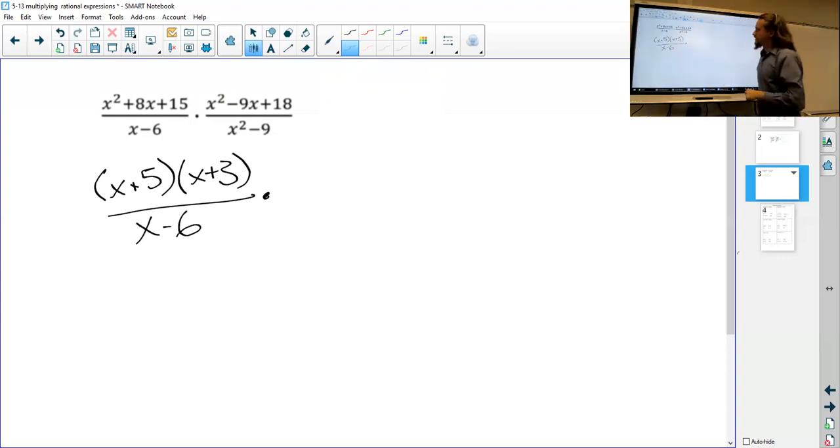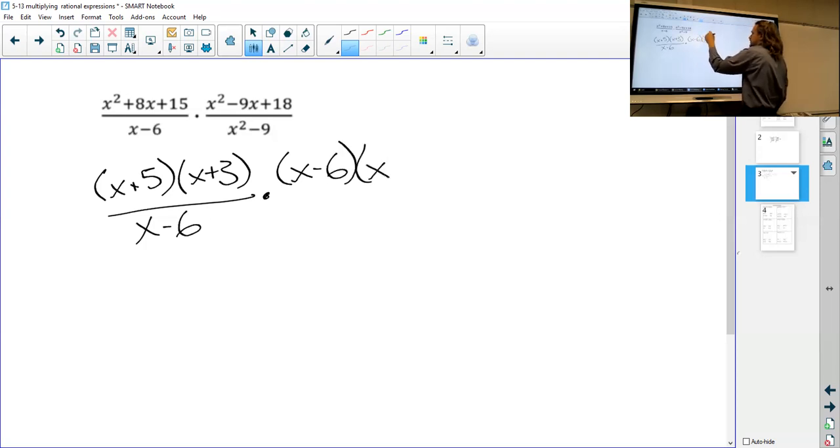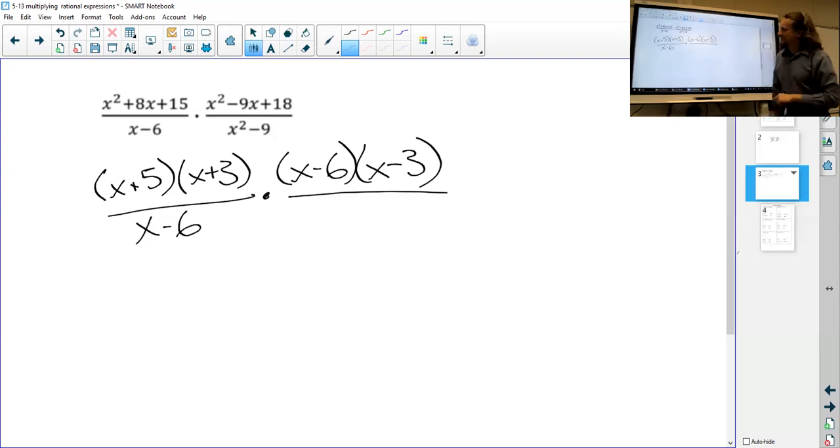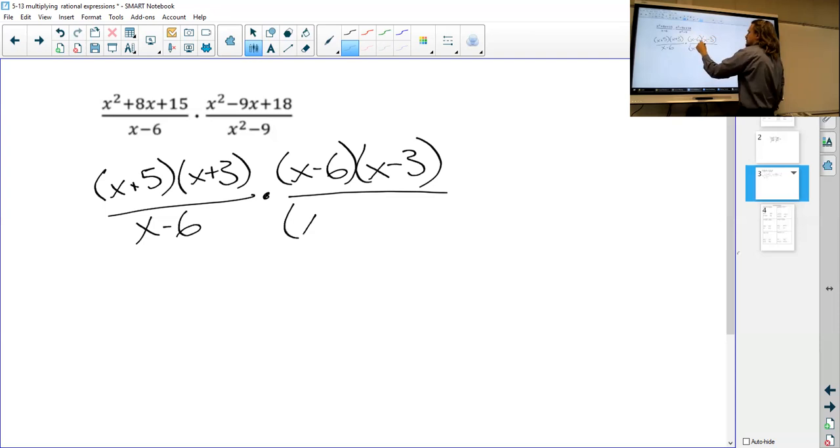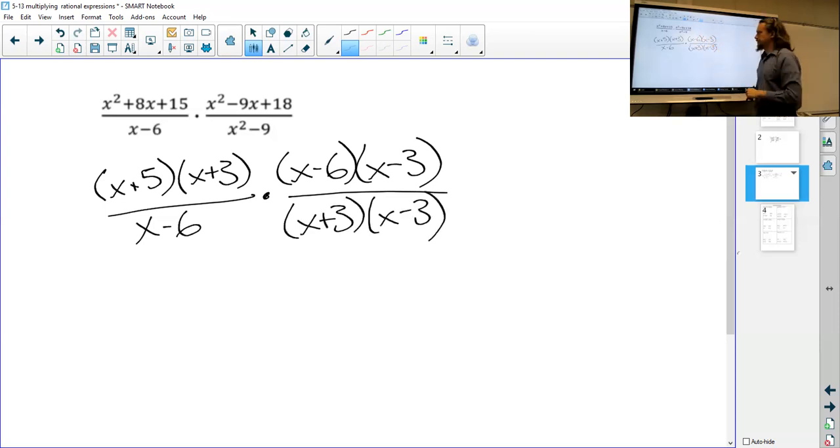Times. And then on the right-hand side, let's see, multiplies to 18 and adds to -9. That's -6 and -3. And then x squared minus 9, that's the difference of two squares. So that's going to be x plus 3, x minus 3. Okay, so that's the hard part, right? We've done all the real work.